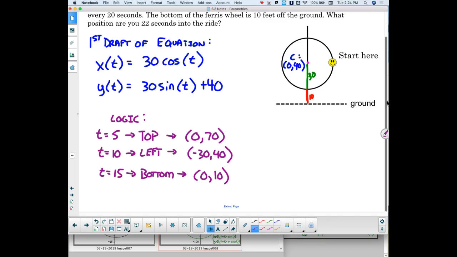Now, to check, to make sure, because we know we're at those points at those t values, what I'd like you to do is check t equals 10 here. I want you to plug t equals 10 back into our first draft of our equations and see if we get negative 30, 40.